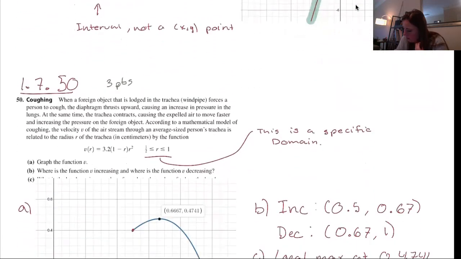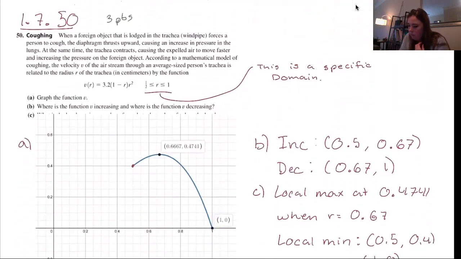And then for 1.7, problem 50, I'll give you guys a coughing problem. Hope you learned a lot about coughing.